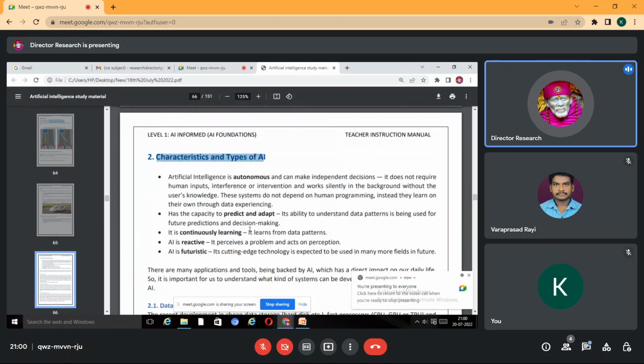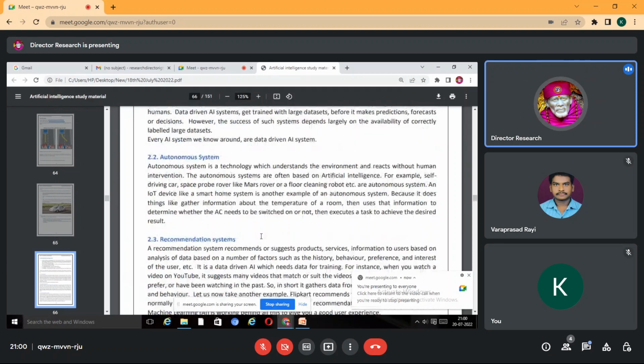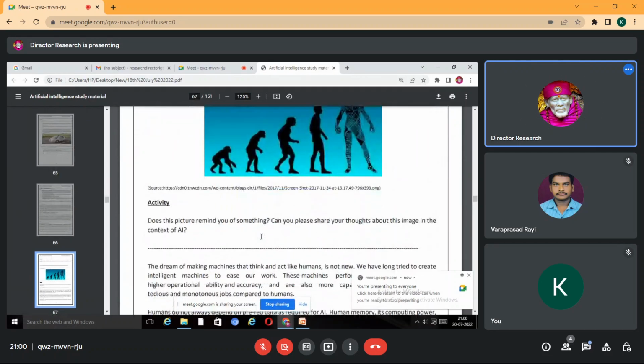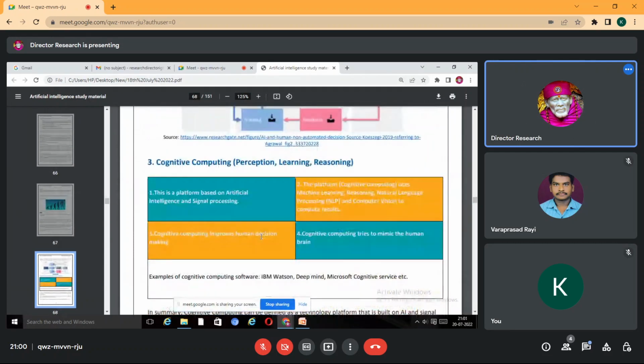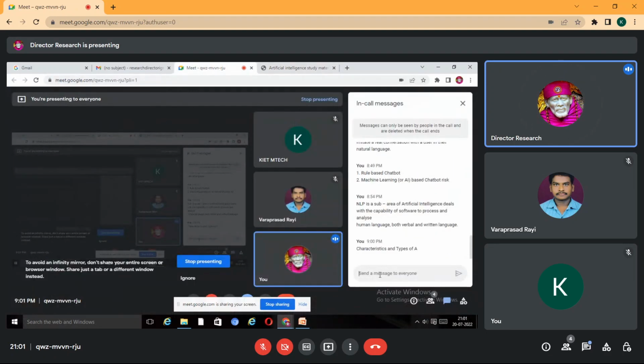Artificial intelligence is autonomous. Yes, it is autonomous. Its capacity to predict and adapt. It's continuously learning. AI is reactive. AI is futuristic. Data-driven AI, automation systems, recommendation systems, activities like that. So it's this automation system AI. More and more concepts I will present next time.